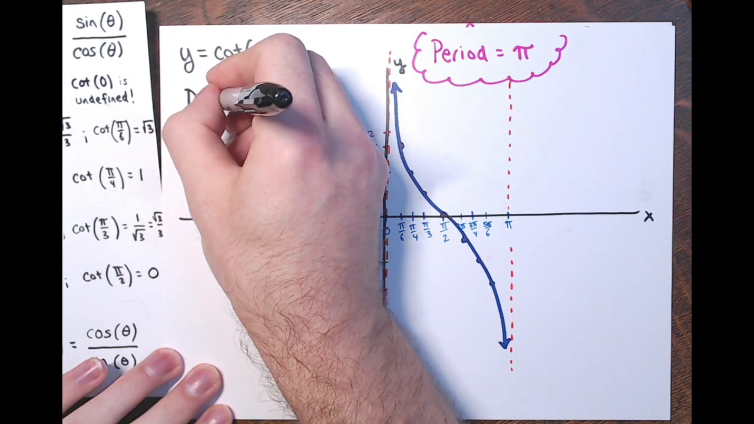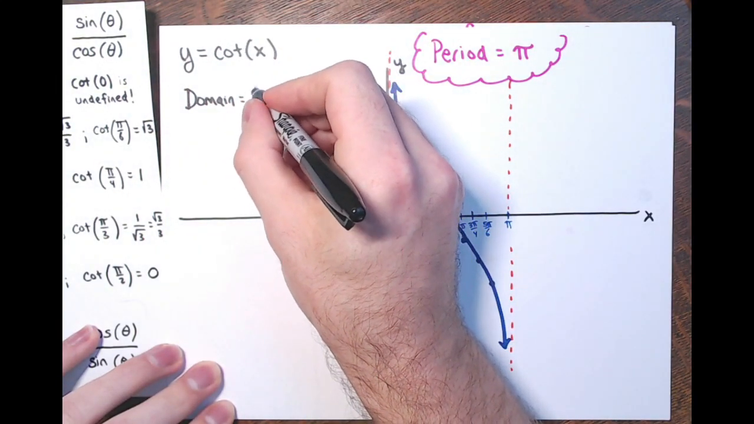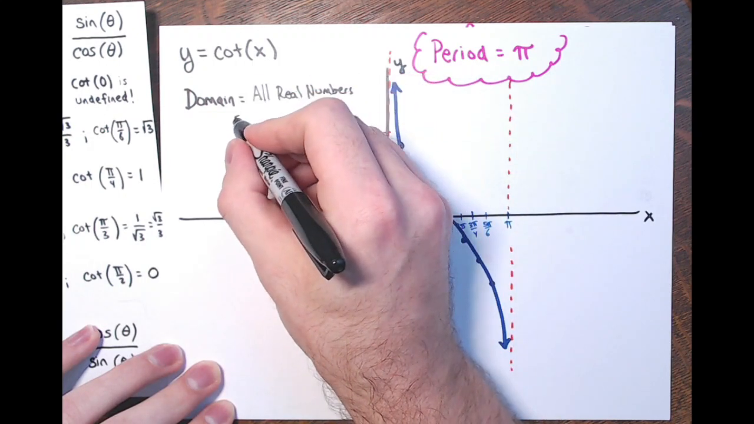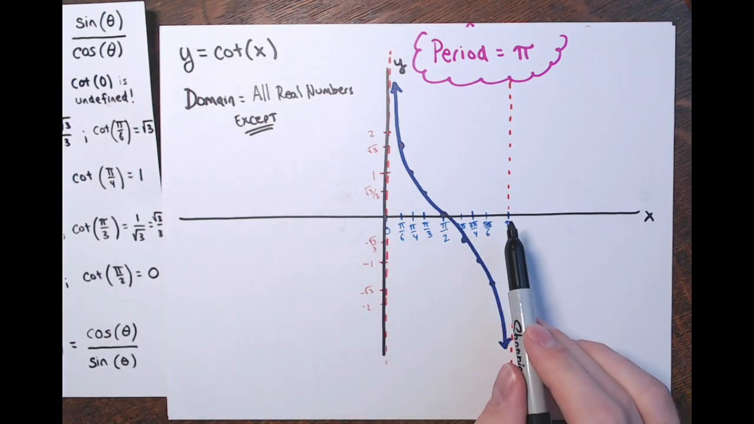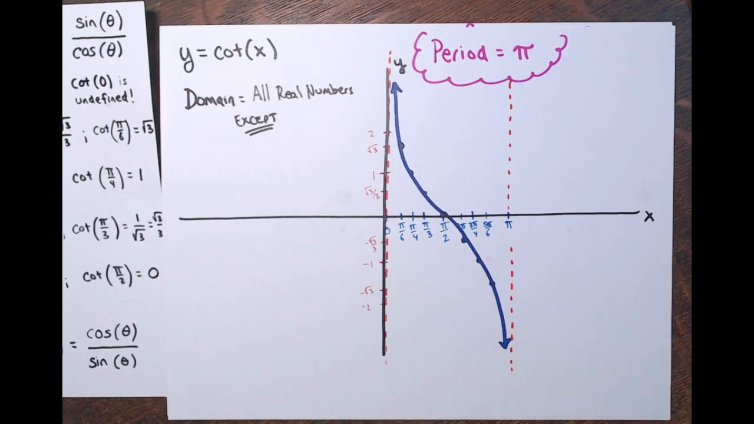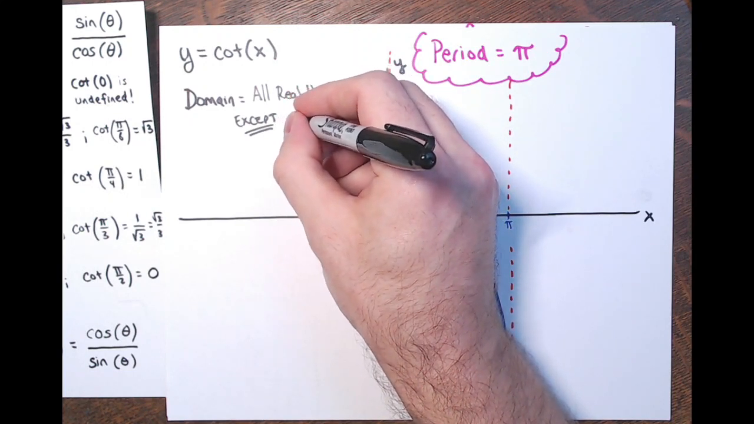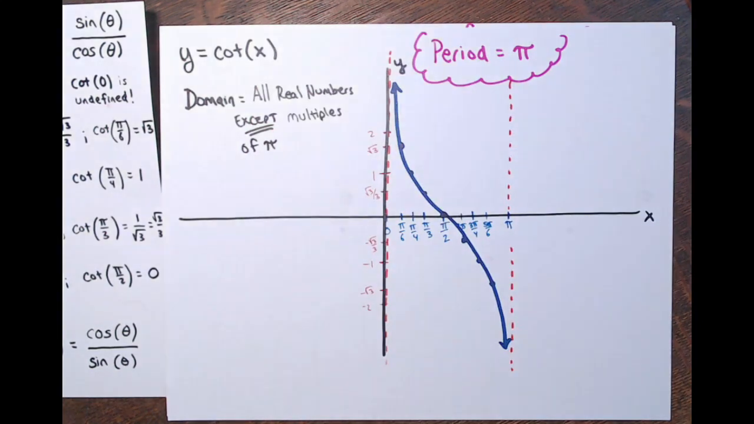So the domain for cotangent: I can plug in anything I want for x. It's all real numbers, but with a few exceptions. Now think about this one. 0, pi has an asymptote, 2 pi, 3 pi, 4 pi, negative pi, negative 2 pi. So every integer multiple of pi, 0, 1, 2, 3, 4, 5, 6, 7, 8, 9, 10 pi. So I can take the cotangent of any angle I want except any multiples of pi. And when I say multiples, I mean integer multiples of 180 degrees, of pi.